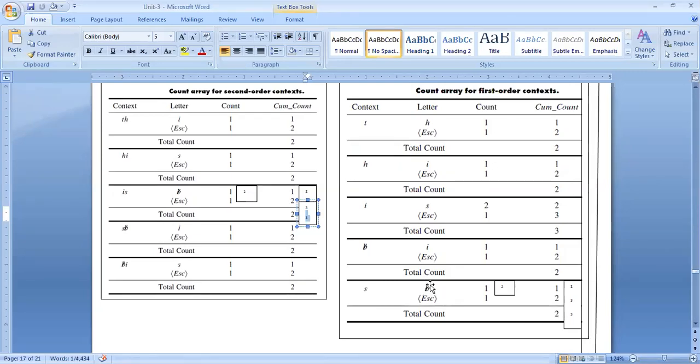So again we update the value of B cross in count and cumulative count as well as total count. For this B cross, the count value will be updated by 1. So 1 plus 1 will be 2. After that, the cumulative count for this B cross is 2. And the cumulative count for the escape symbol, 2 plus 1, is equal to 3, and the total count will be 3.